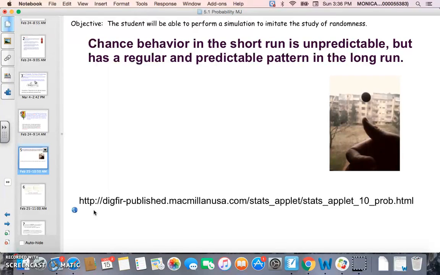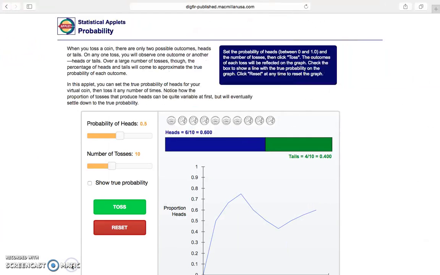So what we're going to do now is you're actually going to do an activity on your own. It's a probability applet. So this is the website you need to go to. I do have a link for mine, so I'm going to go there directly. And this is where you should end up. It's the probability applet.